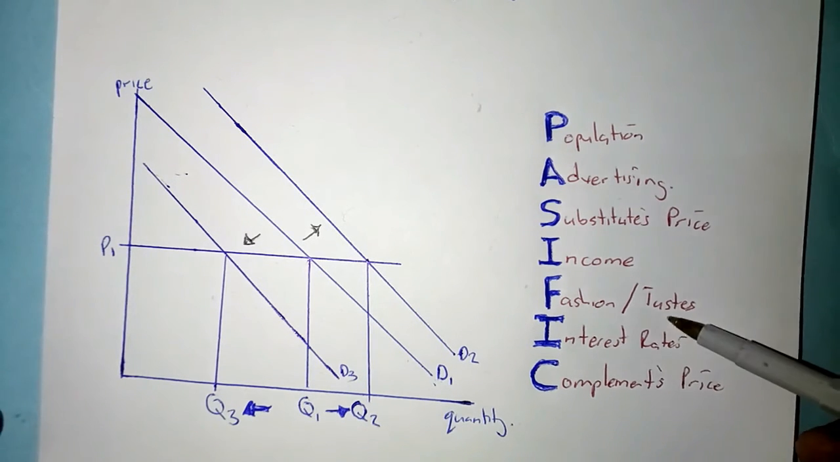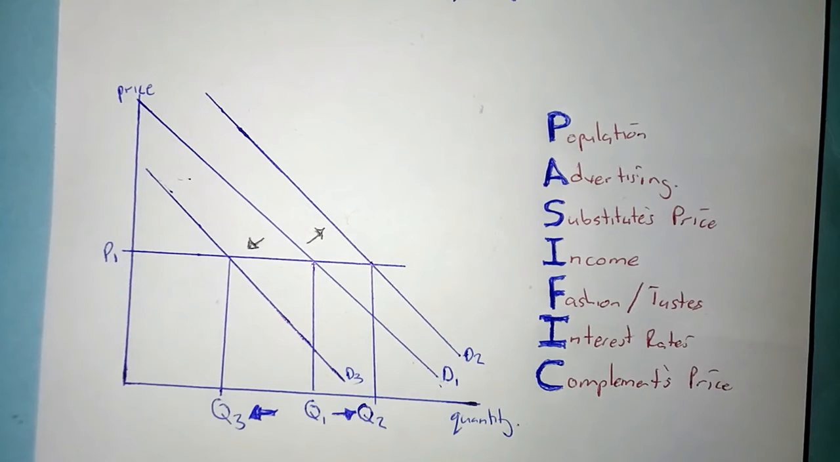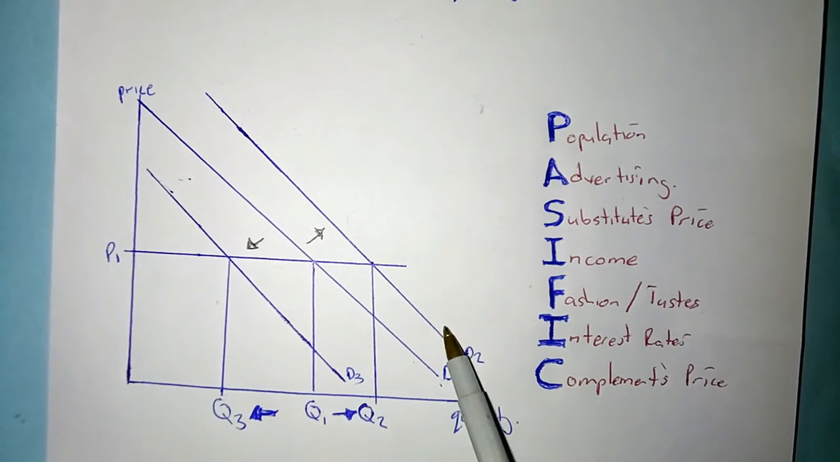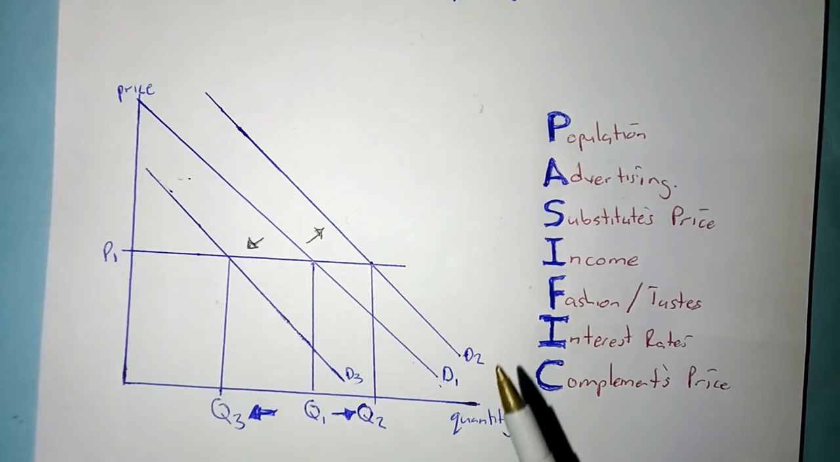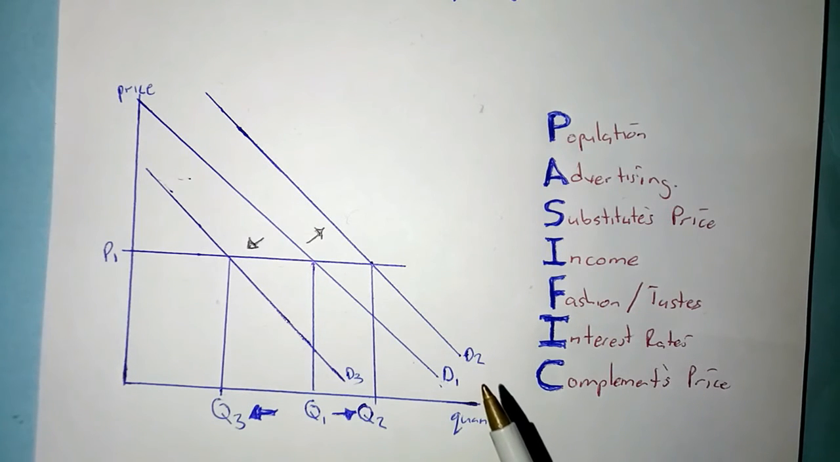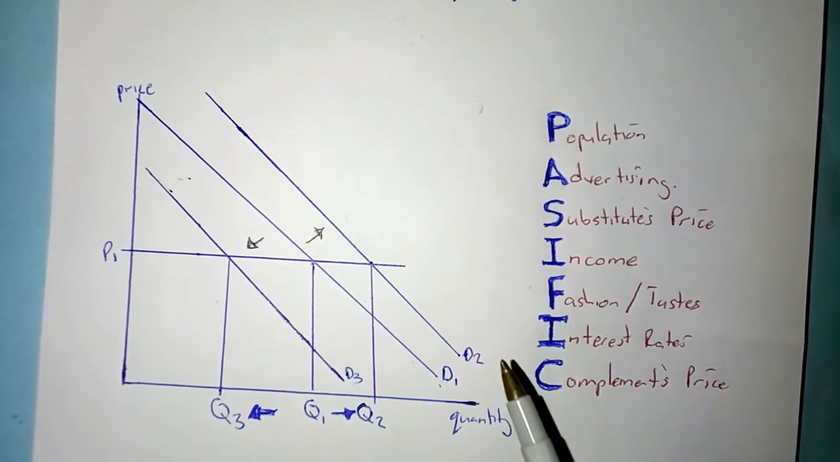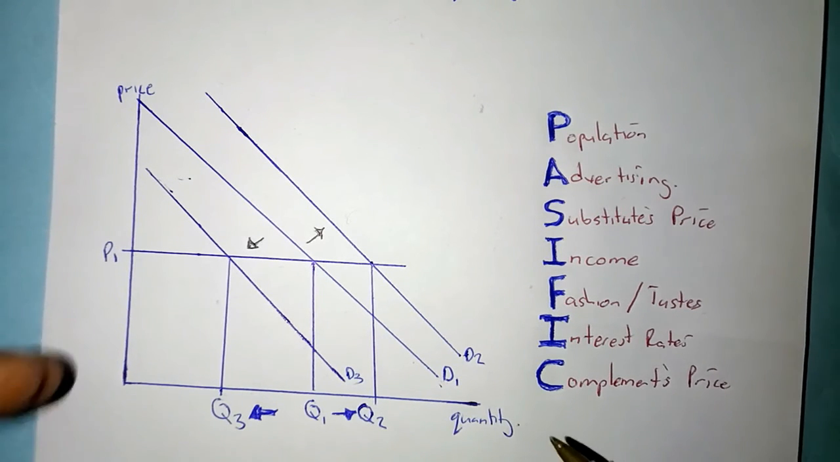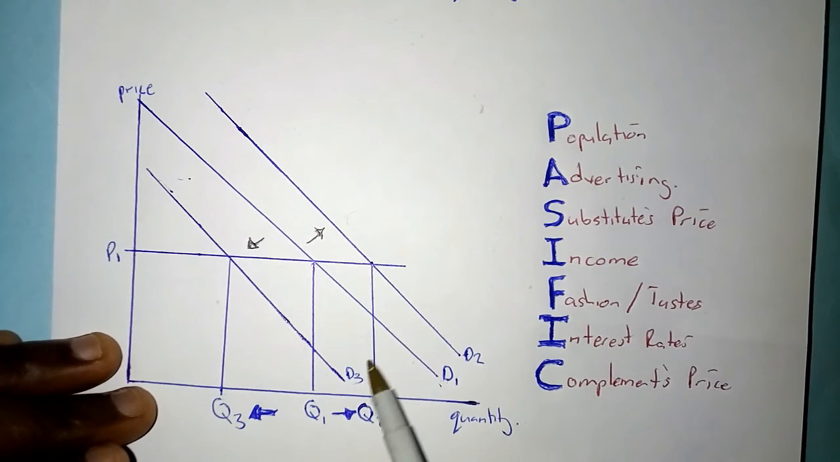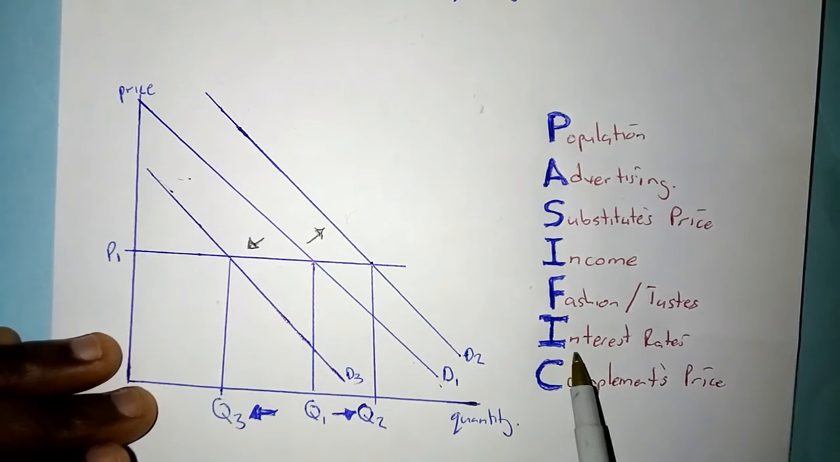Then we talk about fashion and taste. If fashion moves towards a particular good or service, demand will increase from D1 to D2. But if fashion moves away from a particular good or service, demand will decrease from D1 to D3. Okay, then we go to interest rate.